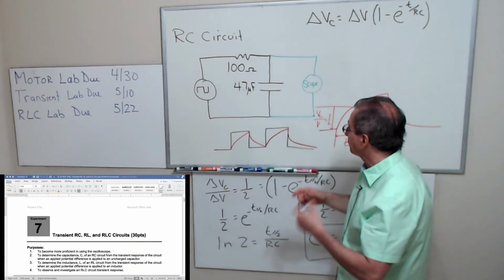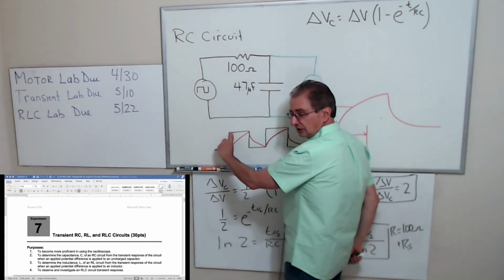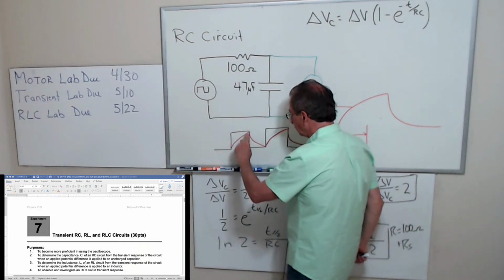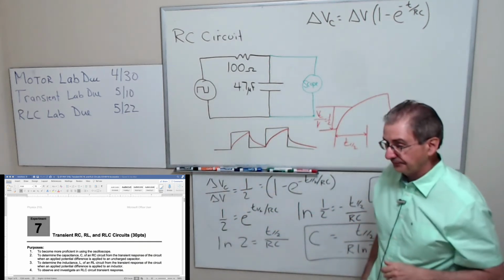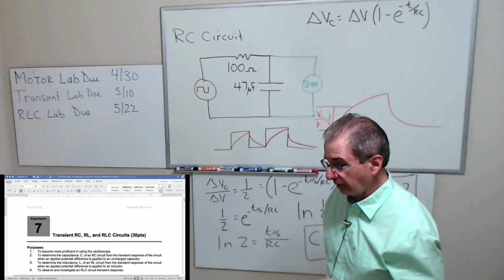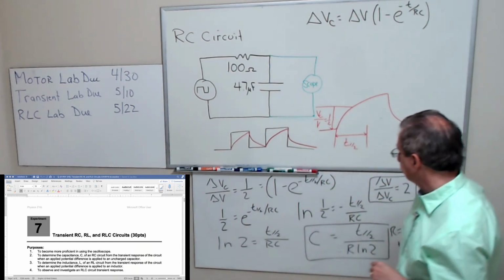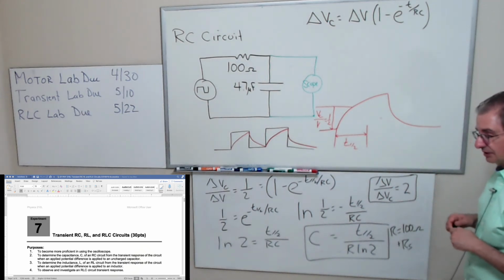So for each frequency, you got to make 2 scope measurements. One, you got to look at the signal across the generator, and two, you got to measure the signal across the capacitor. Okay. Any questions?